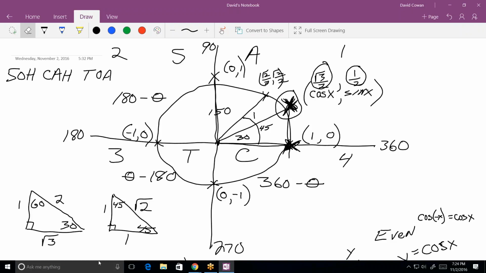Don't have any other real good clues as to teach you how to memorize this page, but that's what you need to do.